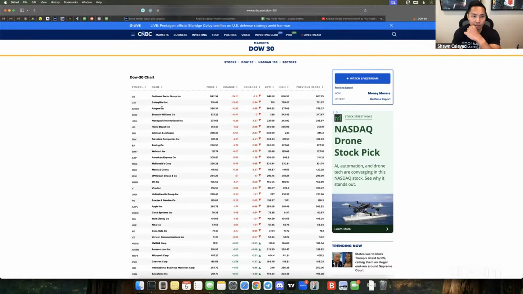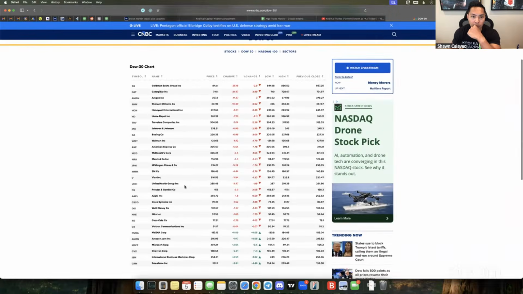Amgen, slightly. Sherwin-Williams. These are the main companies that are holding down the Dow right now. Honeywell, Home Depot, Johnson and Johnson, Travelers, Boeing. I could see Boeing because of oil prices, but a lot of these other ones, I just don't really see much. You can see that this is the main one that's holding them down, really.